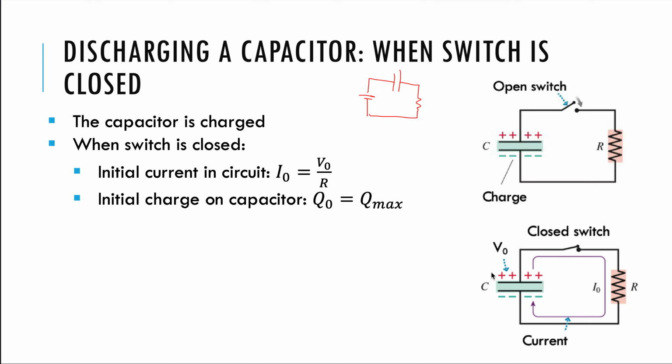So initially, there's going to be the full potential difference across the capacitor. So that means that when the switch is closed, that resistor is getting that full potential difference. So the current in the circuit is given by Ohm's law, V0 over R. Initially, the capacitor has its full charge, which we call Q max.